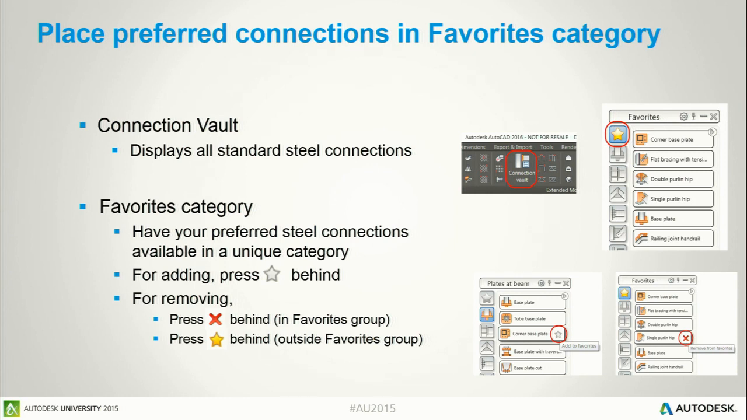Advanced Steel offers a way to place your favorite connections in a favorite group, so that it's easier next time to find the one you are using the most often. Okay? So to do that, it's easy. In the connection vault, when you move your cursor, you get a star which appears here on the right. Press the star, and it's going to duplicate this connection also in the favorite group. And of course, if you want to remove them from the favorite group, there is a way to remove them directly from the favorite group. Or here, if you click again, it's going to be removed from the favorite group. So let me show you how it works.